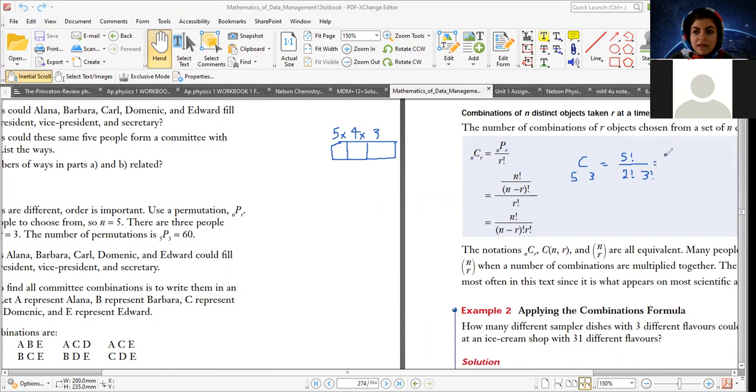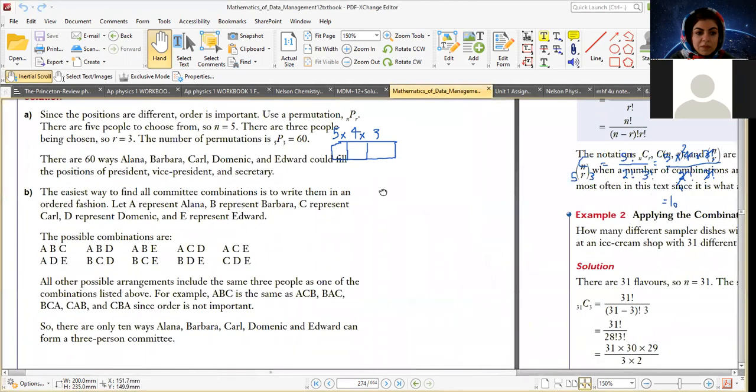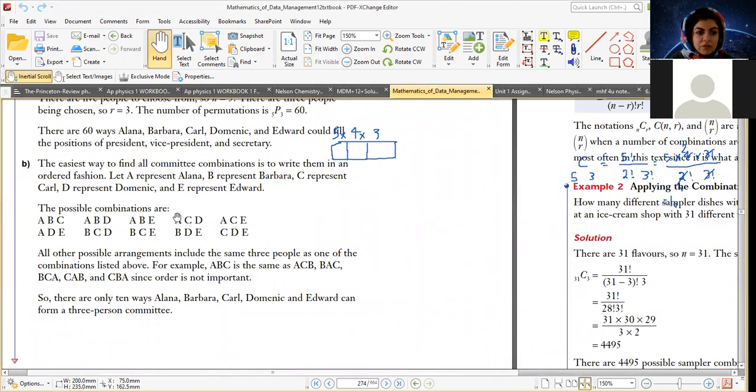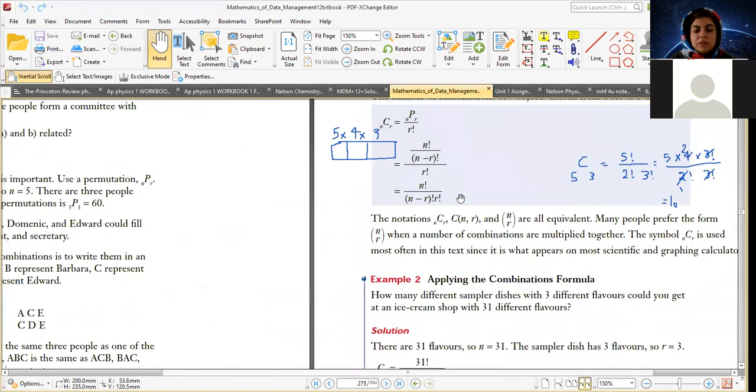If you do that, it's 5 multiplied by 4 multiplied by 3 factorial, guys, right? And the 3 factorial and 3 factorial cancel, and you have 2 factorial, which is 2. We have 10 ways. 10 ways to choose. It's going to be the same answer that you have. See, 1, 2, 3, 4, 5. There are 10 ways to choose these 3 people.